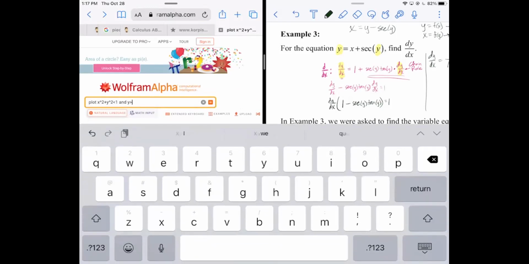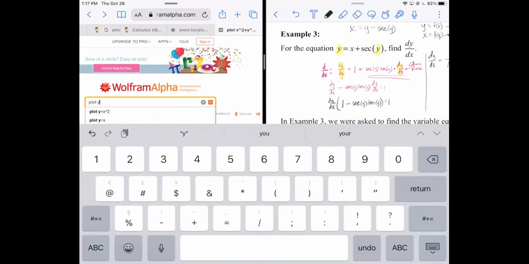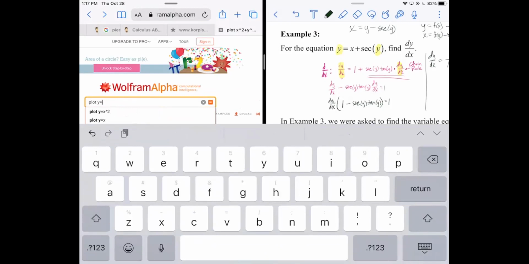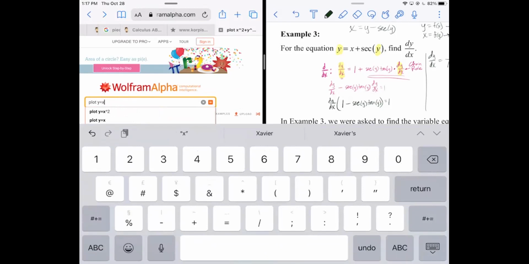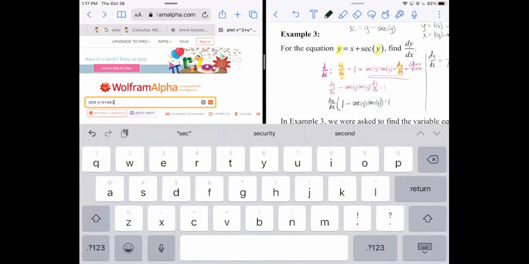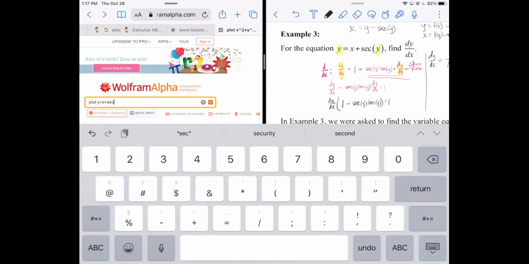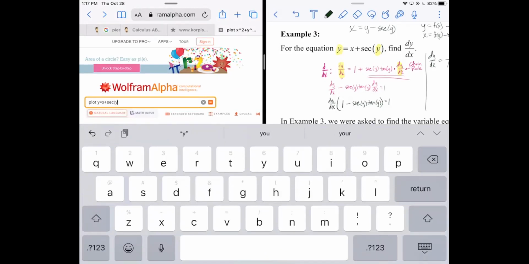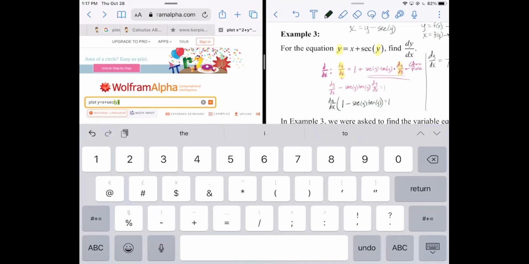Okay. Your TI calculator won't do this unless we change the variables and then turn our calculator sideways. But Wolfram Alpha supposedly will. So let's try it. We're going to plot y equals x plus secant. We actually spell it out, SEC, like the Southeast Conference, right? Of y, and we close it. And we take a look.